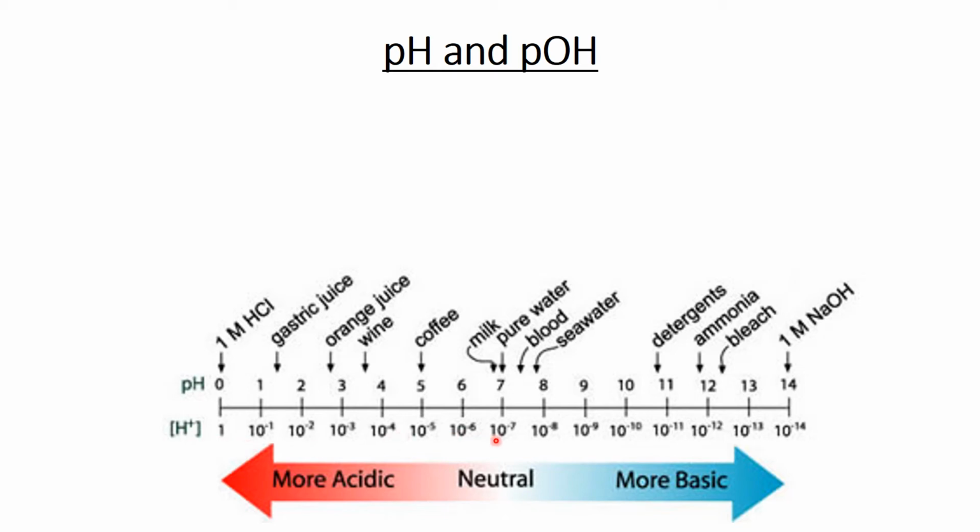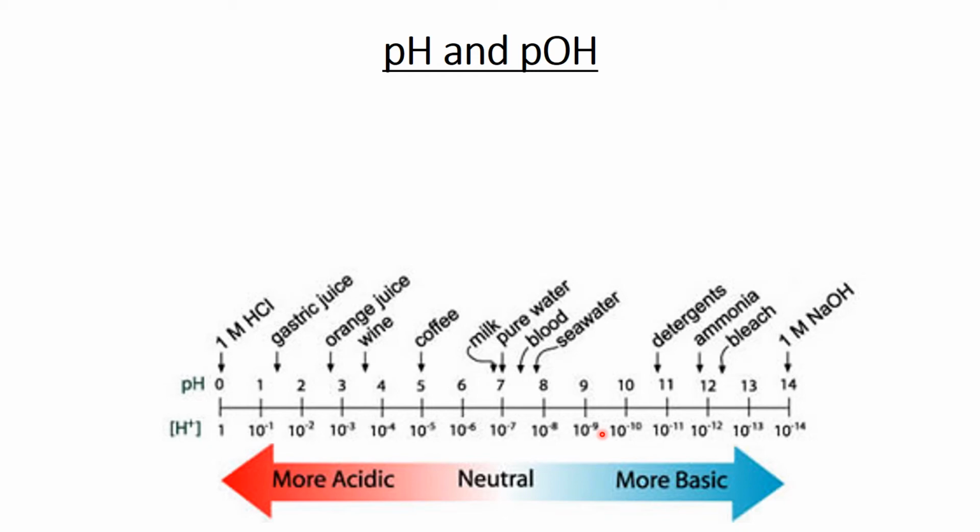As we decrease our H plus concentration, we go from 10 to the negative 7 molar to 10 to the negative 8 molar to 10 to the negative 9 molar, and so forth. We're getting more basic because we're adding more hydroxide ions that are taking away H plus from the solution.